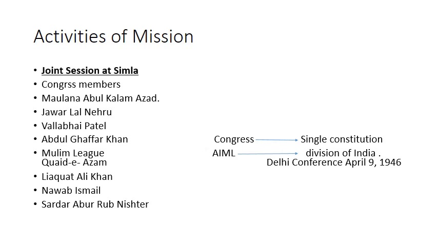This session was not successful because Congress was demanding a single constitution for India. They were demanding not to divide India and to continue the unity of India. And All India Muslim League was demanding for division of India. And at Delhi conference on April 9, 1946, the All India Muslim League had also passed a resolution for division of India, and this Delhi conference was actually called by Muhammad Ali Jinnah.